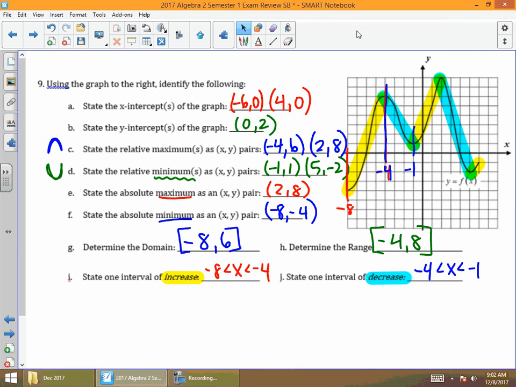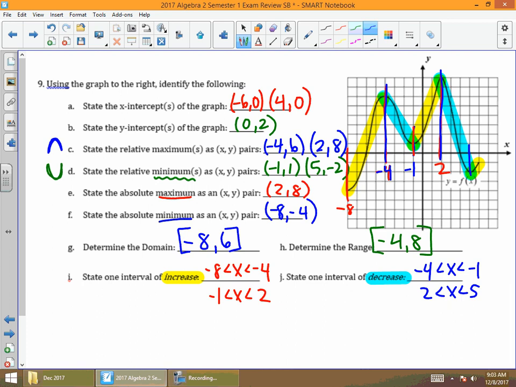And if you happen to pick any of the other intervals, the next interval of increase would be in between -1 and 2. The next interval of decrease would be in between 2 and 5. And then the last little bit of increase would be between 5 and 6.